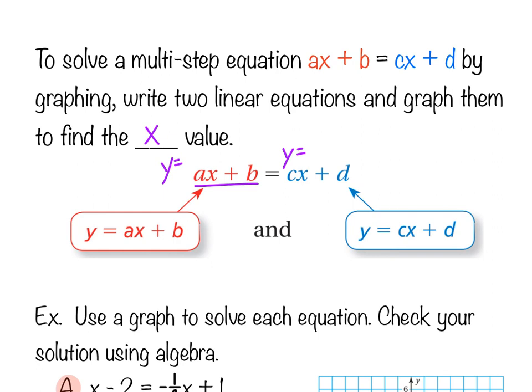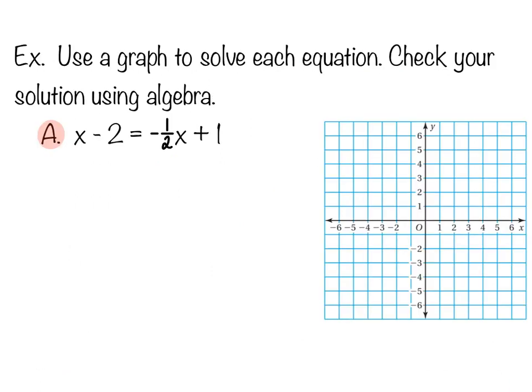So before, obviously, we would have subtracted cx from both sides. We would have moved the b over to the other side, and we would have solved it that way. Today, we're going to show what it looks like to solve these multi-step equations by graphing. Now, solving them by graphing is not a very hard thing to do. Again, you just have to make sure they're written in slope-intercept form.